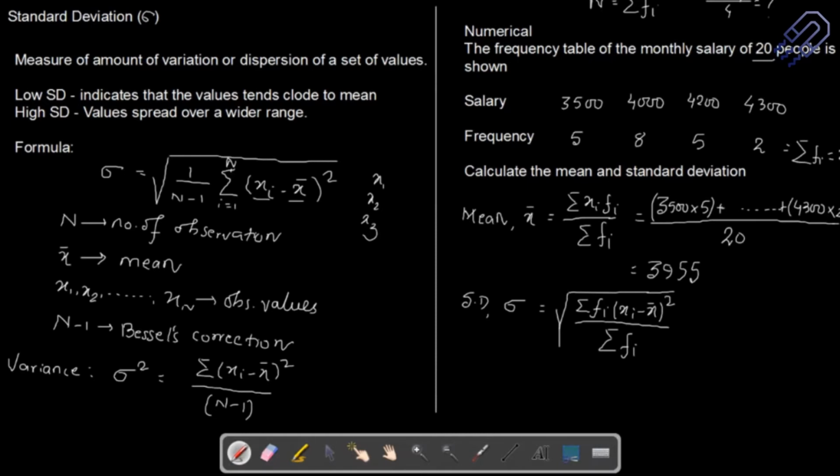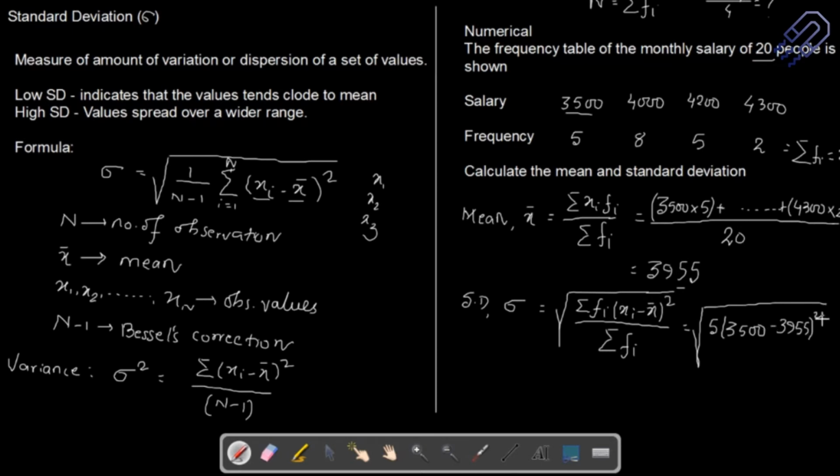Okay, and then what you can do is this. So it's the same thing here. So fi is 5. Okay, and then xi, I'll just put one value, representative value. So xi is nothing but 3500, the first observation. For illustration, I think you understand this. This is x 3500, that's xi, minus x bar. X bar we have just found out, 3955, minus 3955, and then you just square it out.